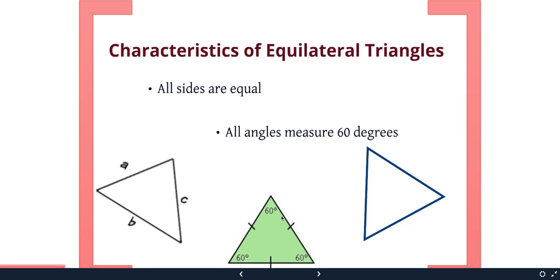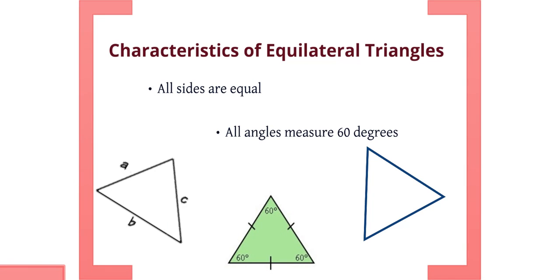Now, this isn't something you need to know, but an equilateral triangle also has three angles that are exactly the same, and that angle degree is 60 degrees. So an equilateral triangle has all sides equal, and the angle always measures 60 degrees in each of the three corners. An equilateral triangle can be different sizes. As long as all sides are the same length, it is an equilateral triangle.